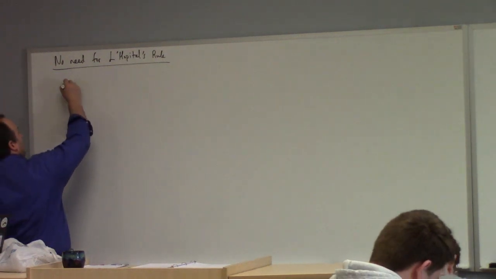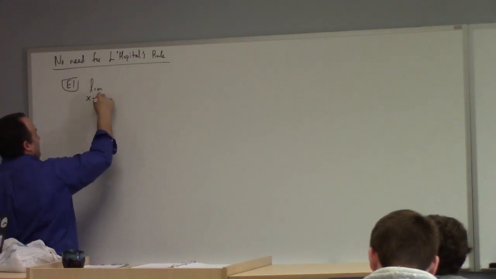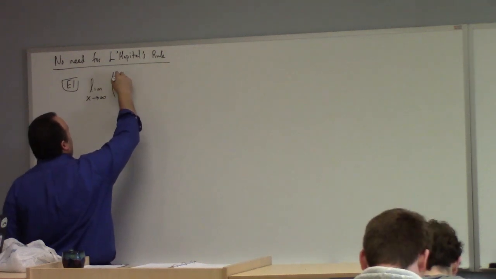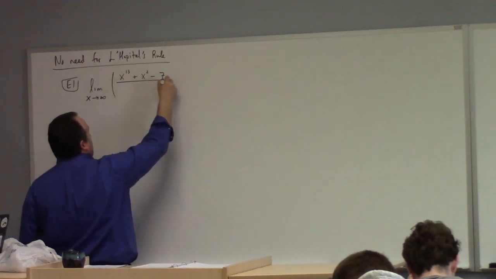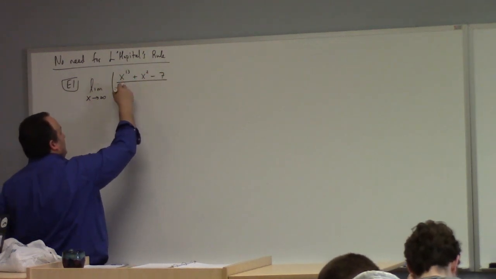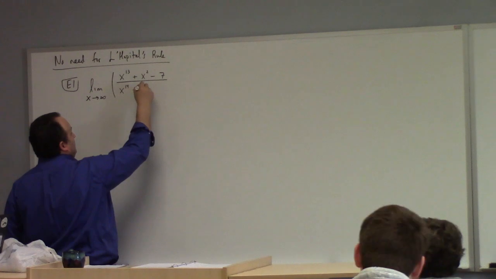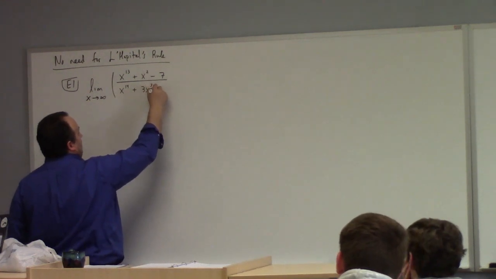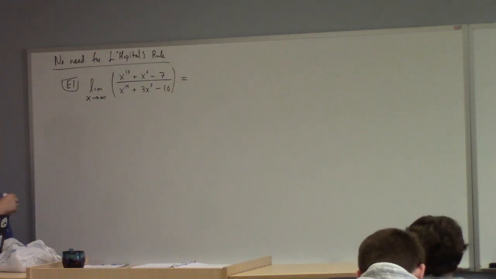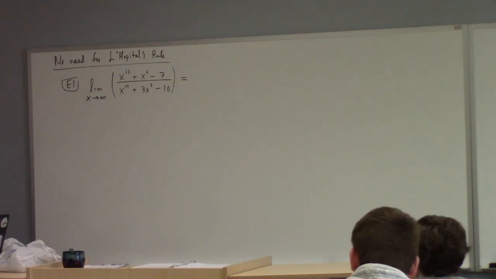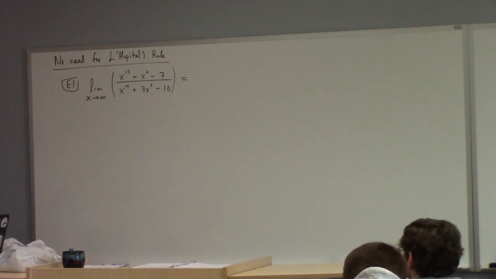So let's start out relatively simple, but in another sense relatively complicated. Limit as x goes to infinity of x to the 13th power plus x squared minus 7, divided by, let's say, x to the 14th power plus 3x cubed minus 10. All right? So this is an ambiguous limit because as x goes to infinity, we've got infinity upstairs and we've got infinity downstairs, right?